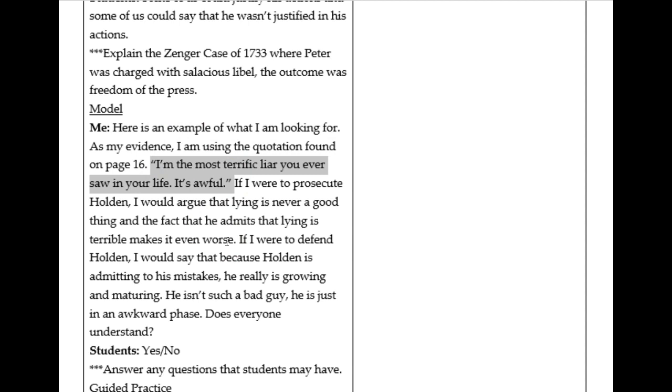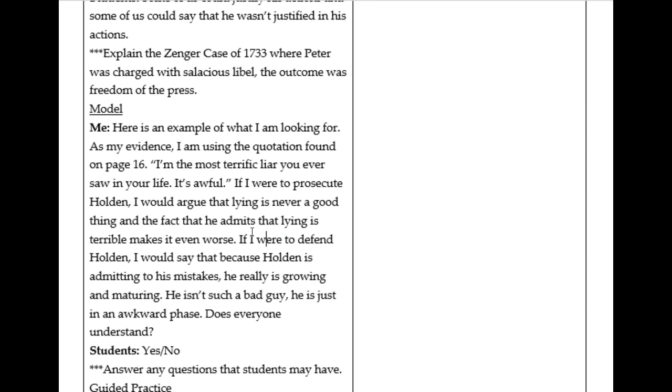I'm the most terrific liar you ever saw in your life, period, it's awful, period, end quote. Now, what would I do? Okay, so you're going to crack your head open, and you're not just going to give them the conclusion of your thoughts, you're going to give them the process from data to claim. Okay, so I've chosen this quote, right? Holden straight up said it. Let's pretend like we had a witness, like I can call that witness, who heard him say this, or maybe he wrote it down, okay?